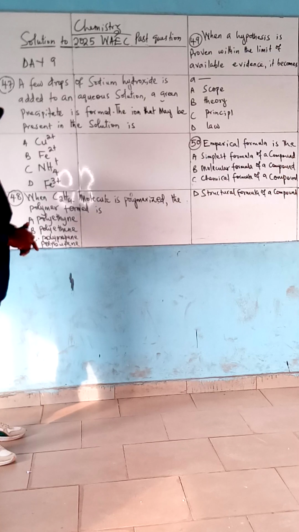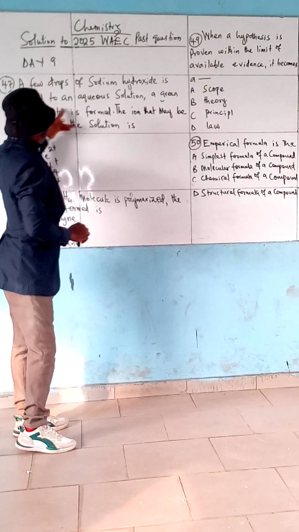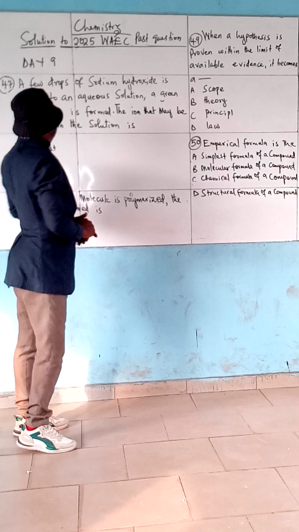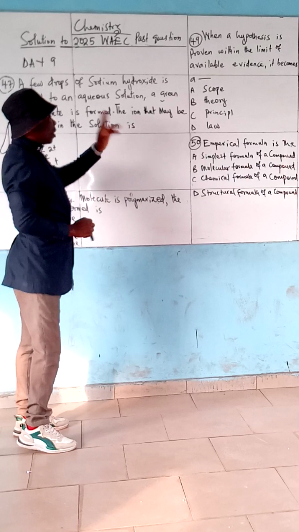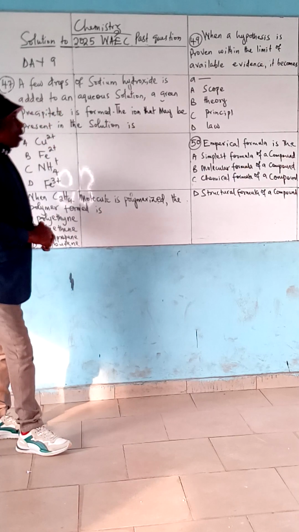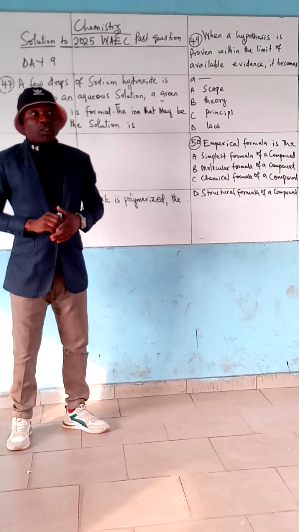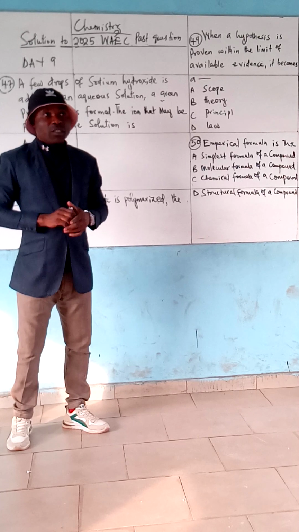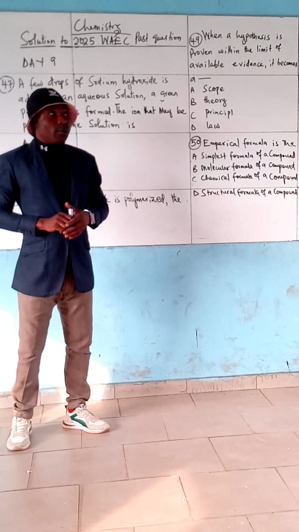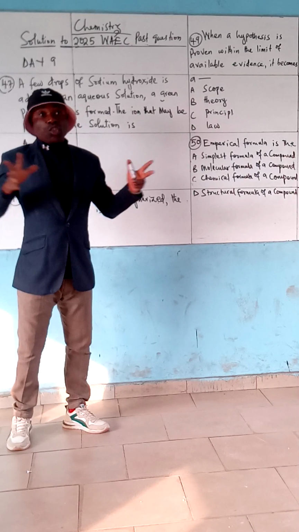On question 47, a few drops of sodium hydroxide is added to an aqueous solution. A green precipitate is formed. The ion that may be present in the solution is dash. For you to answer this question correctly, you must have a good knowledge of practical chemistry, as long as O level is concerned. And practical chemistry, for the purpose of understanding and clarity, is partitioned into two.